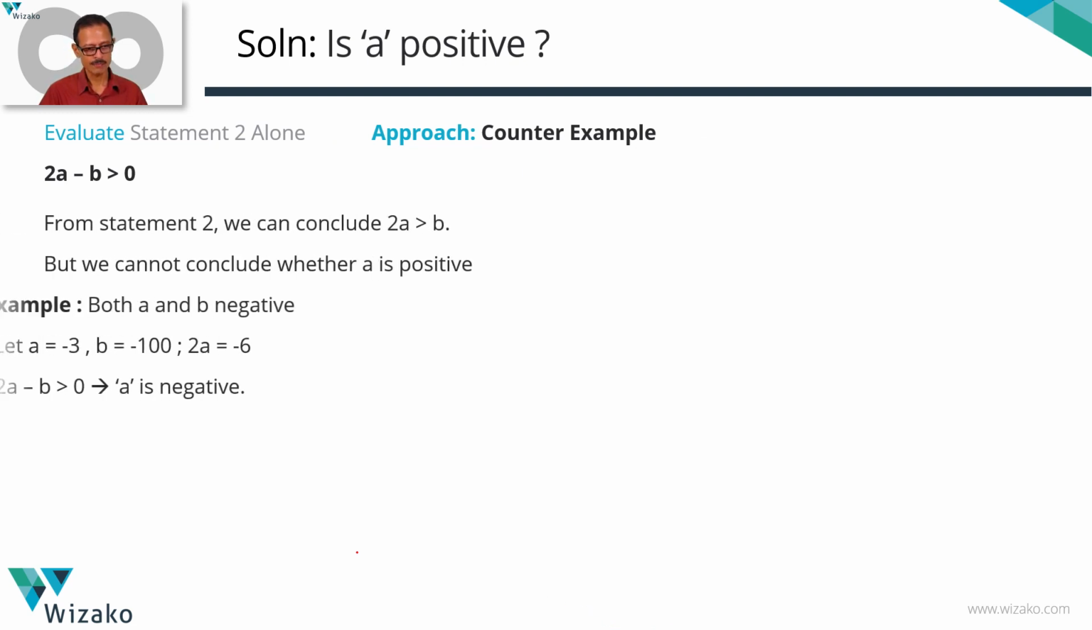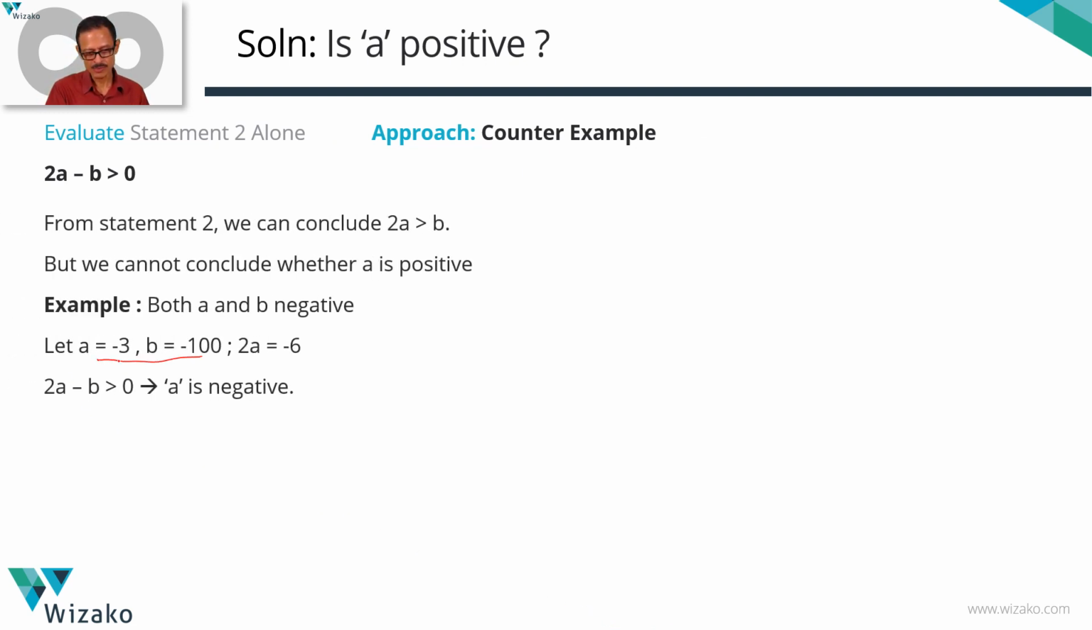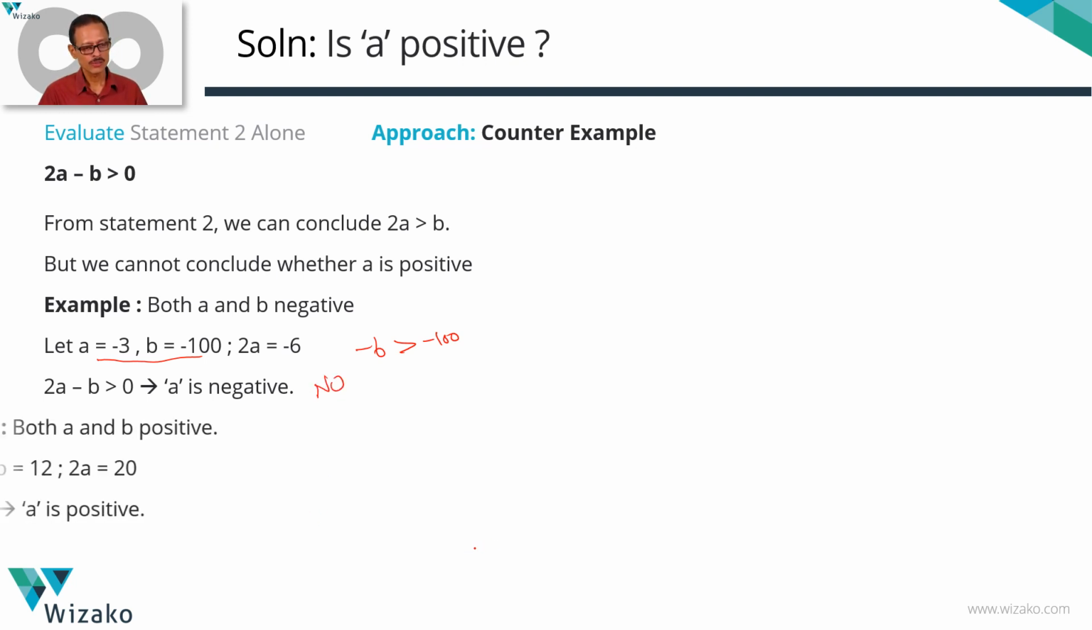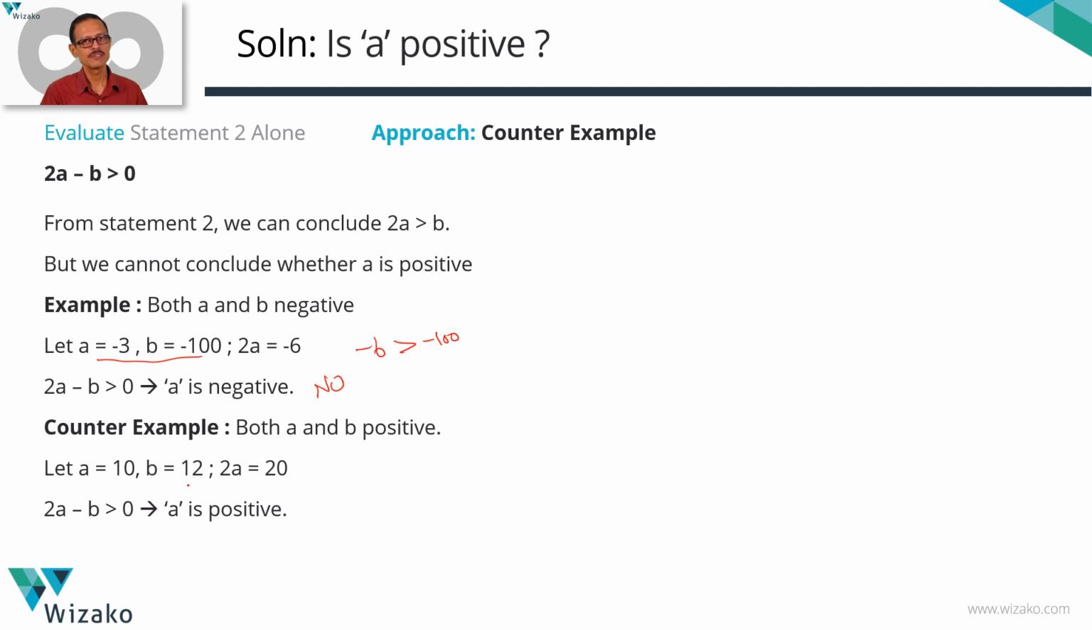Going with a counterexample, I've taken some other set of numbers, A is minus 3, B is minus 100. 2A is minus 6, minus 6 is greater than minus 100, which means the statement is satisfied. Is A positive? The answer to the question is a no. Going with another set of examples, A equals 10, B equals 12, 2A is 20, 2A is greater than B, the statement holds good. Is A positive? Yes, the answer is yes.